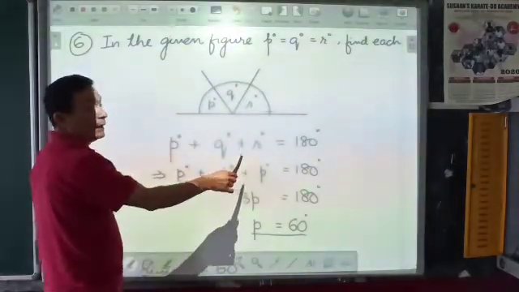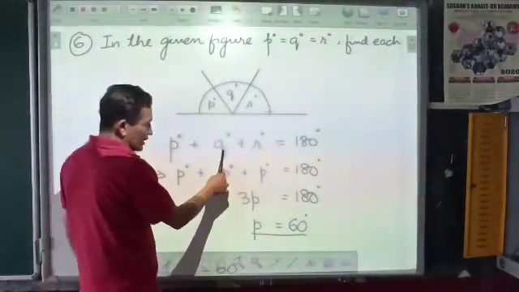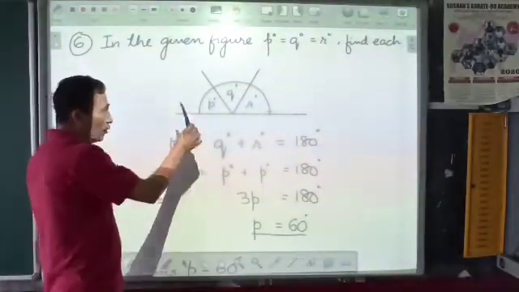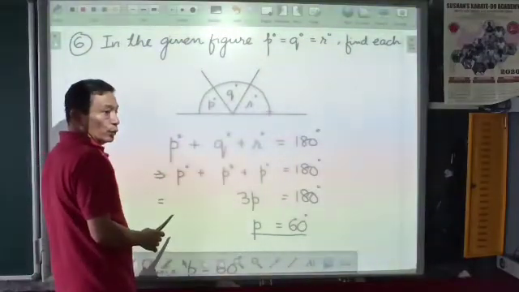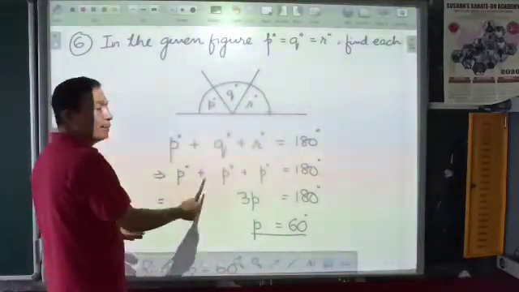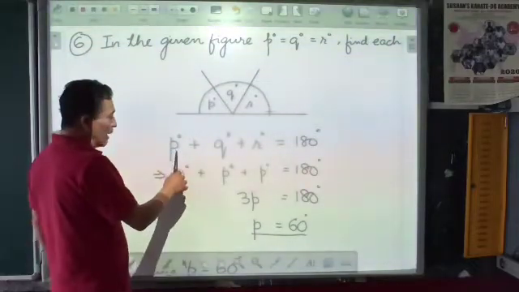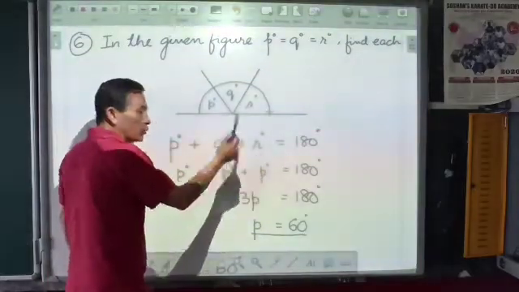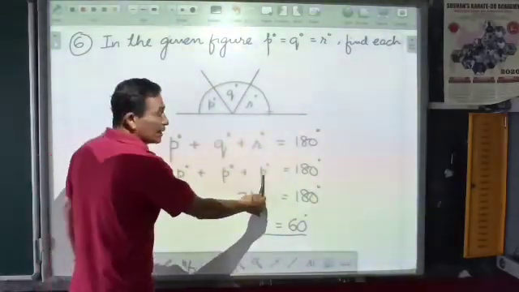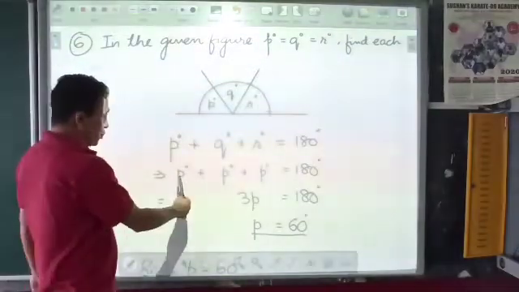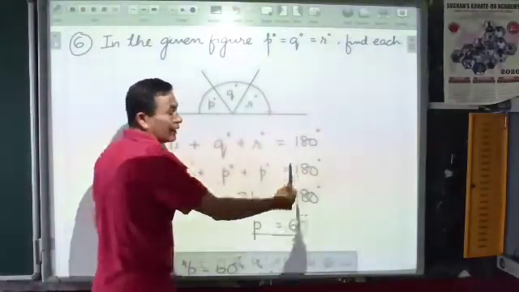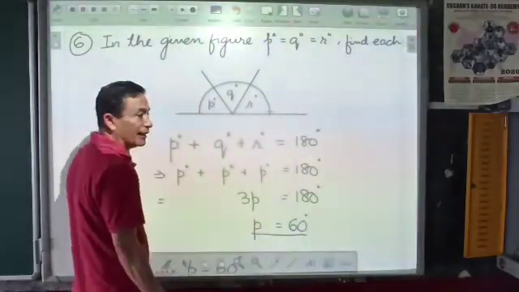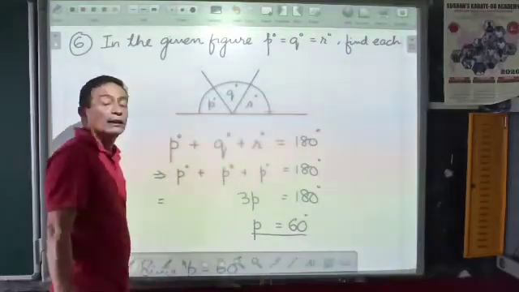I can say in my equation, P plus Q plus R is equal to 180 degrees. But I also know that P is equal to Q, which means I can replace Q with P because they are equal. So what I have done is, instead of writing Q and R, I have converted this Q into P, R also into P, so that I get similar variables. So P plus P plus P will give me 180 degrees. P plus P plus P is 3P. 3P will be equal to 180 degrees. So P will be equal to 60 degrees.